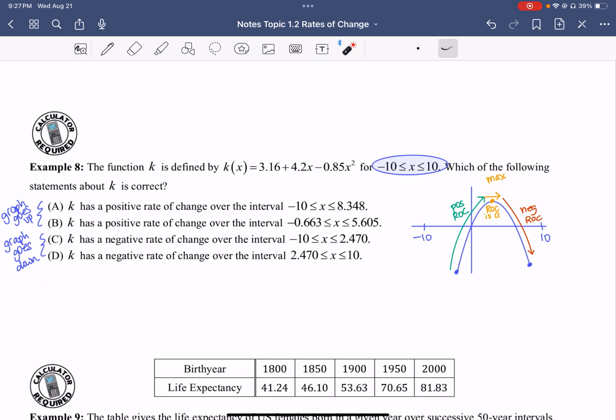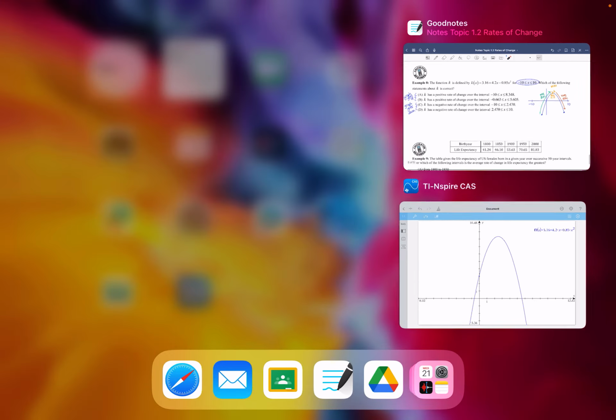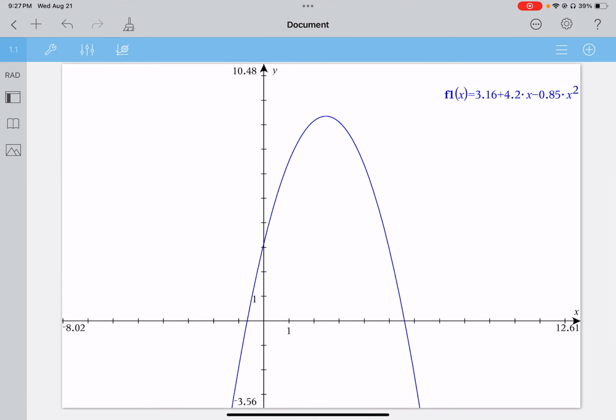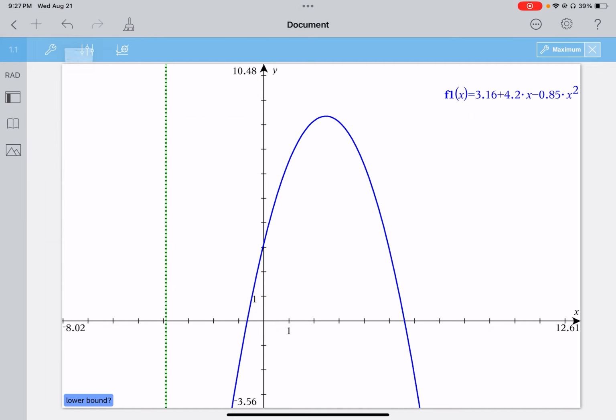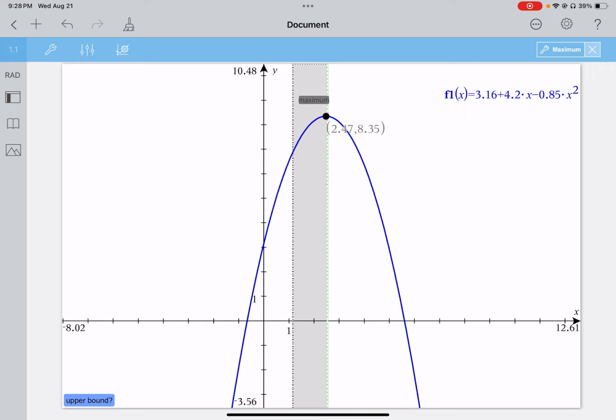So in order to actually answer this question, does the graph go up or go down? We need to figure out what the maximum value is, because at that maximum is where we switch from positive to negative. So in order to do that, I'm going to go back to our graph and go to Menu, Analyze Graph, and then Maximum. I'm going to get this dashed line that I can move around with my finger. Now the maximum I know is right here. What you do not want to do is put your line right in the middle of the maximum. Rather, you're going to put it a little bit to the left. And then you're going to let it go.